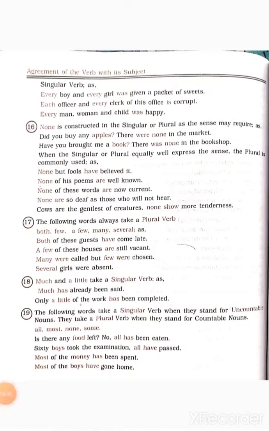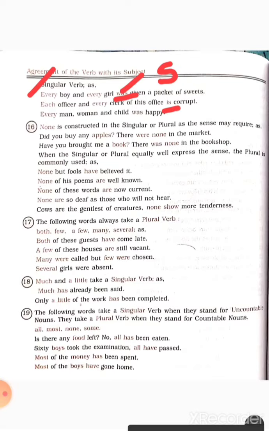Come to the next rule. Here in number 15, when two nouns are joined by each or every, then a singular verb will follow. For example, every boy and every girl was given, not were. Each officer and each clerk of this office is corrupt. Each and every, every and every also take a singular verb. Every man, woman and child was happy.